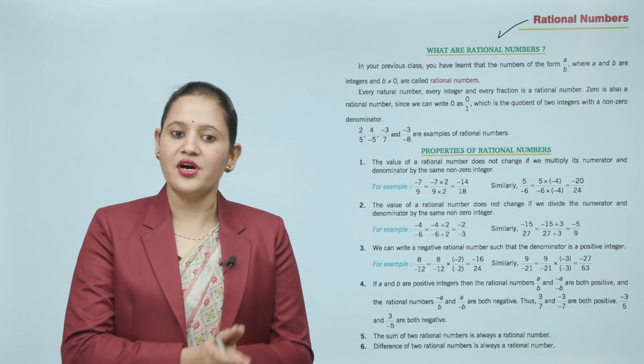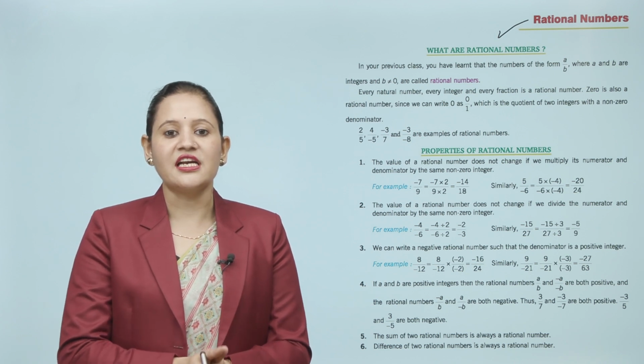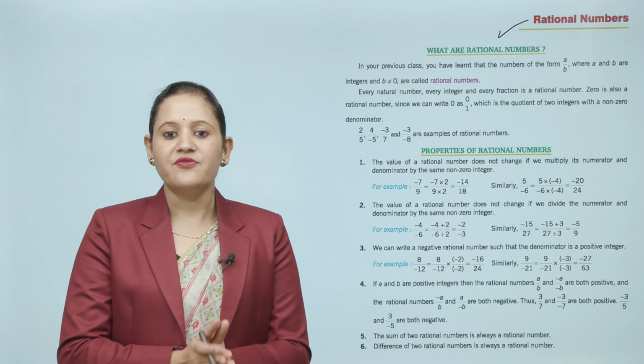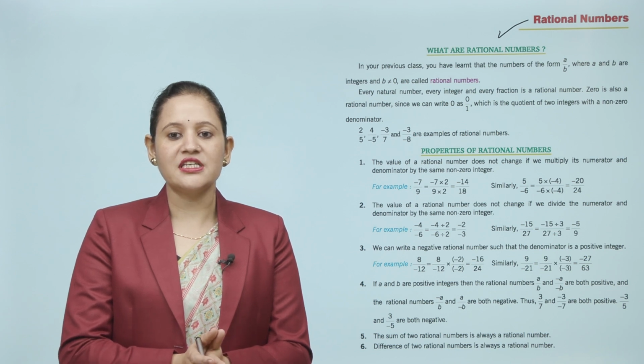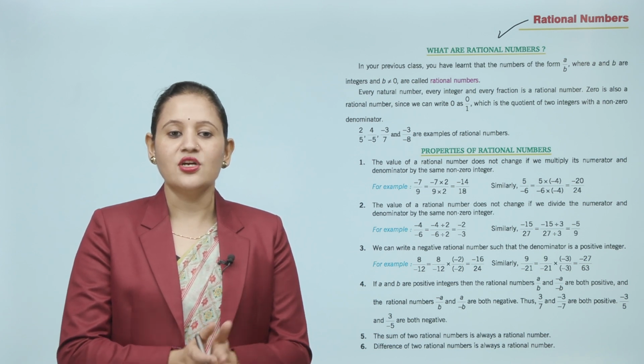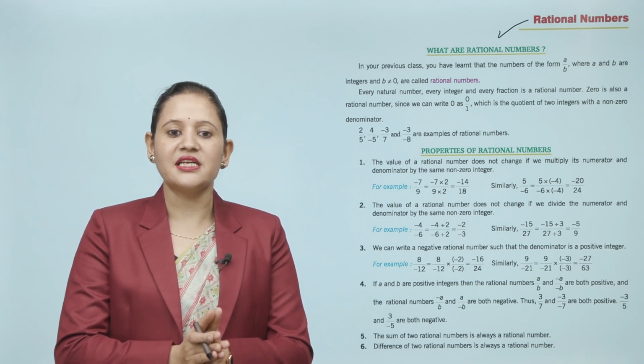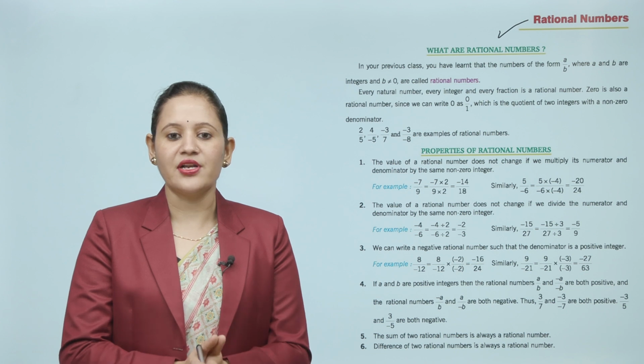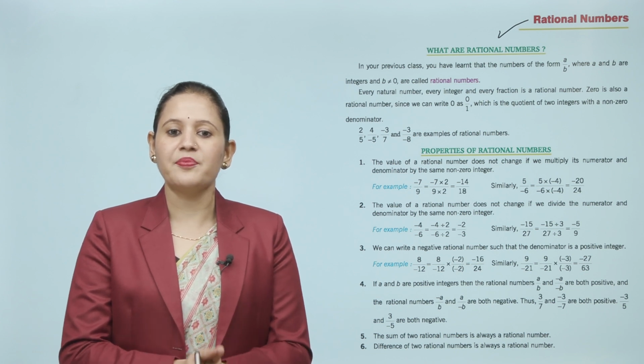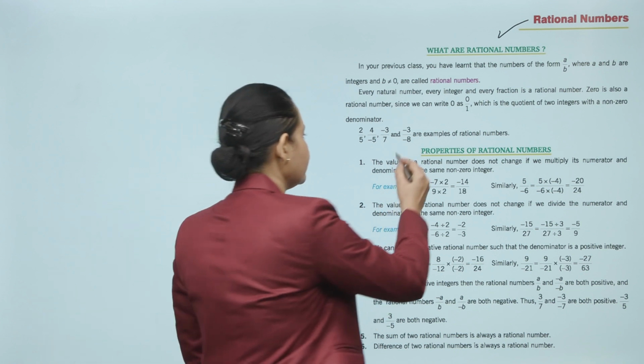0 is also a rational number, since we can write 0 as 0 upon 1, which is the quotient of two integers with a non-zero denominator. 2 upon 5, 4 upon minus 5, minus 3 upon 7 and minus 3 upon minus 8 are examples of rational numbers. Next, properties of rational numbers.